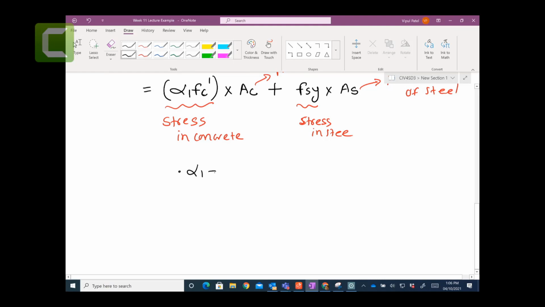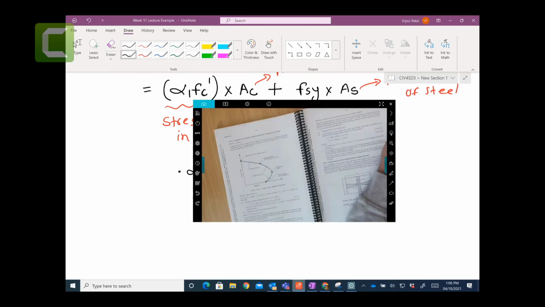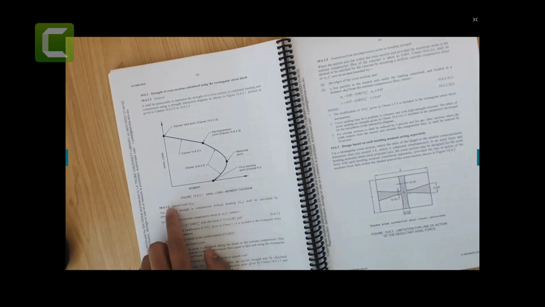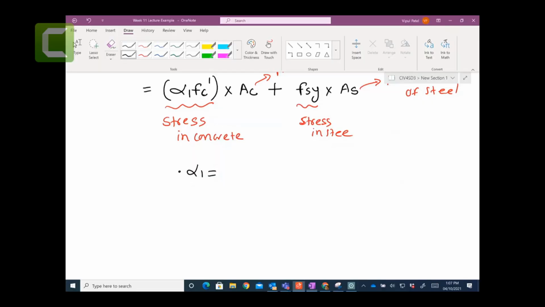So I need alpha 1. Alpha 1, by the way, is reducing your capacity. f'c is given as 40, but alpha 1 is given in clause 10.6.2.2: 1 take away 0.003 f'c. So alpha 1 is 1 take away 0.003 f'c, and that has to do with clause 10.6.2.2. Now what is alpha 1?